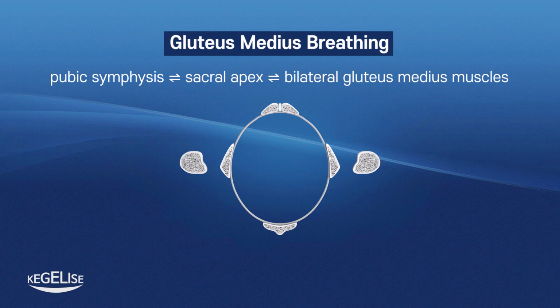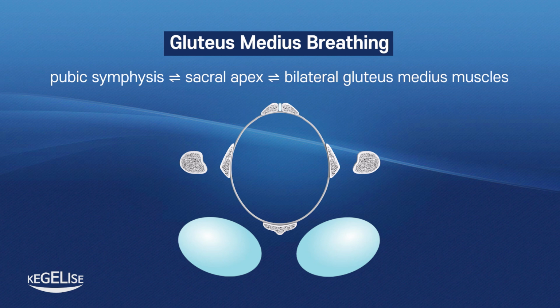This time, I will explain the gluteus medius breathing. When performing gluteus medius breathing, imagine that two round balloons are placed, one in each gluteal region where the gluteus maximus and medius muscles are located, and that their inflation inlets face the sacral apex. And then imagine that each round balloon is inflated outward with the breath inhaled toward the bilateral gluteus medius muscles, passing through the pubic symphysis and the sacral apex.